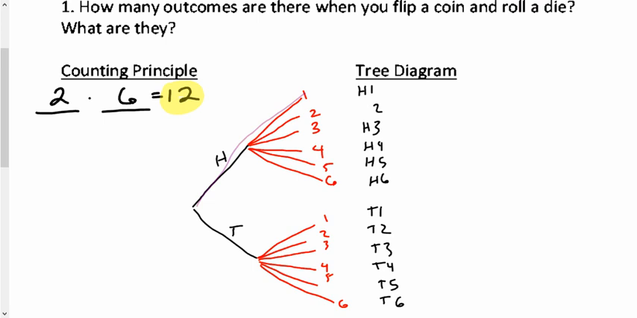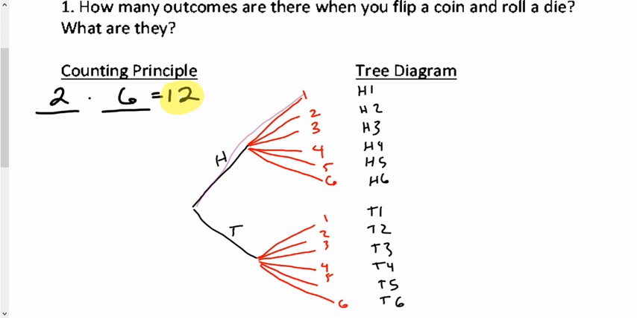So our sample space is a list of all possible outcomes: H1, H2, H3, H4, H5, H6, T1, T2, T3, T4, T5, T6. That's our sample space. And then if I were to choose one of these, maybe this one right here, that would be a sample point.